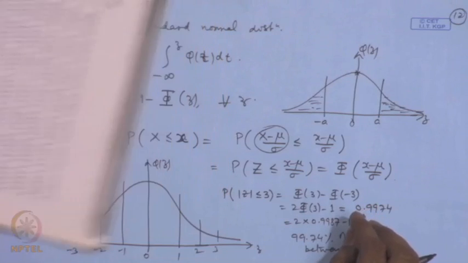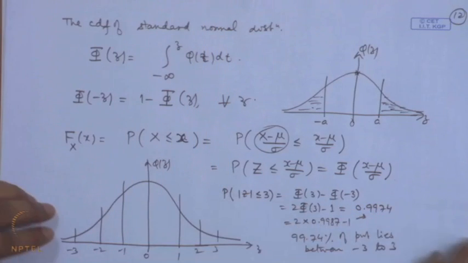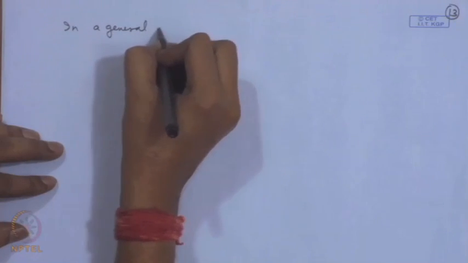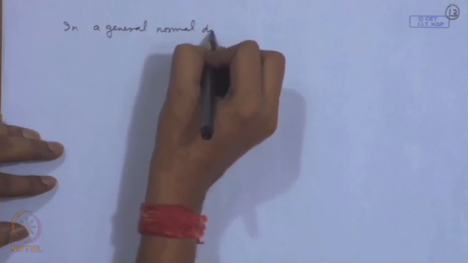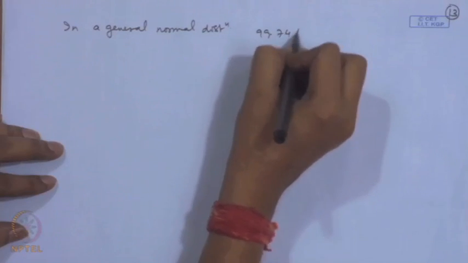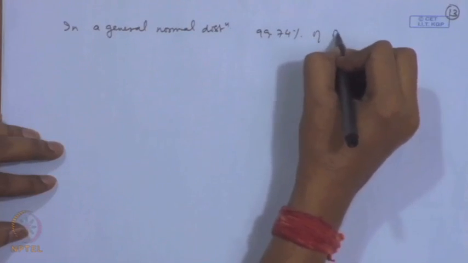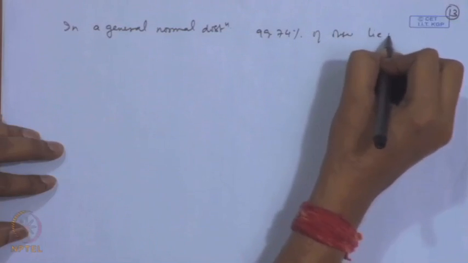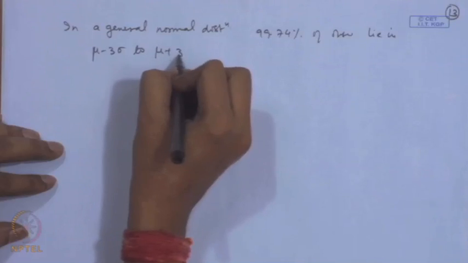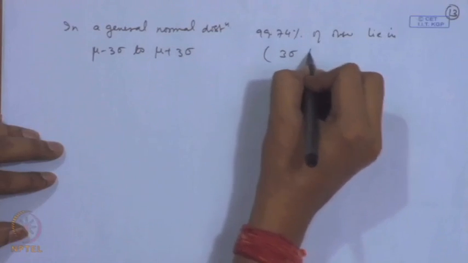If we convert this to a general normal distribution, this will translate to the statement that in a general normal distribution, 99.74% of observations lie in mu minus 3 sigma to mu plus 3 sigma. So, these are called 3 sigma limits.